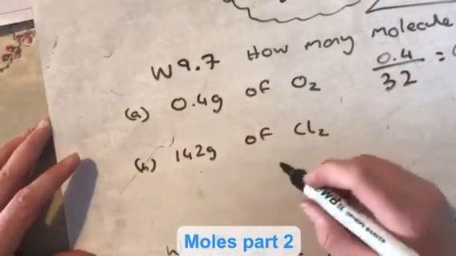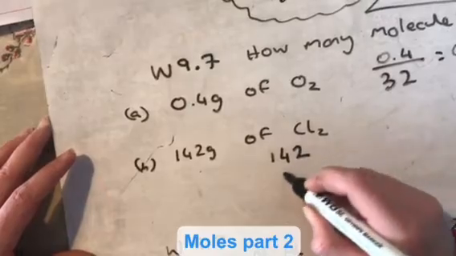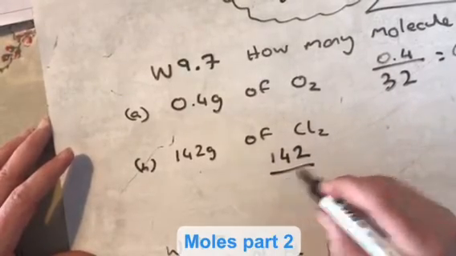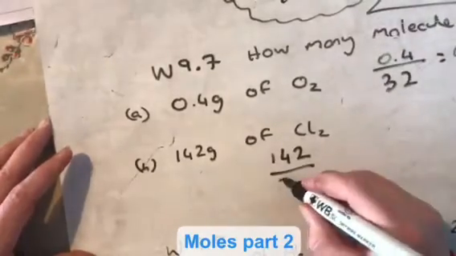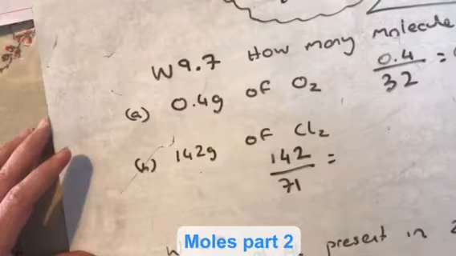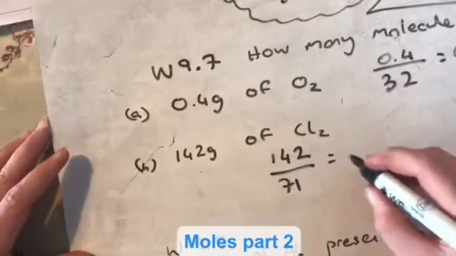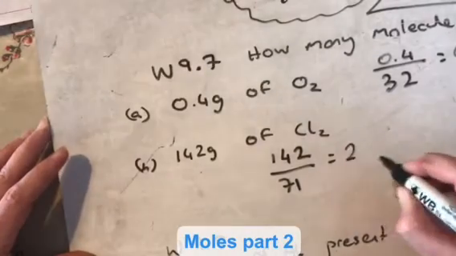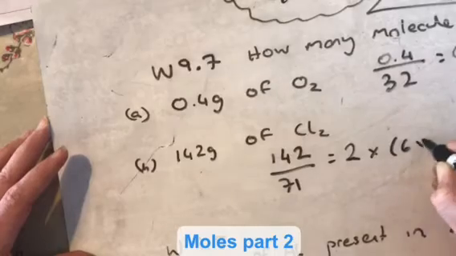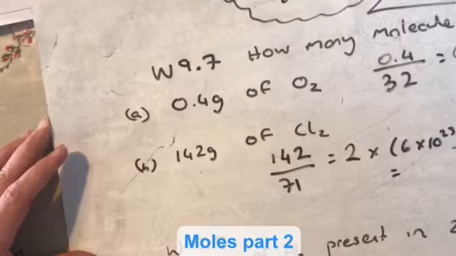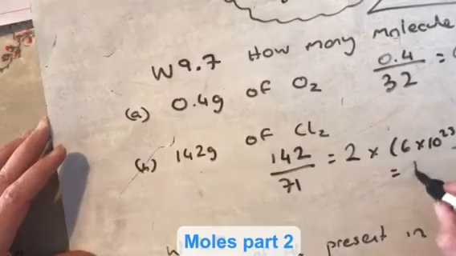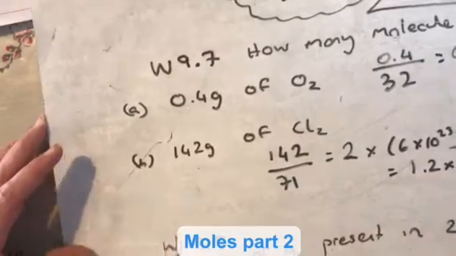142 grams of chlorine. Again, we're going to have to work out our number of moles. 142 is our mass, divided by 35.5 multiplied by 2, which is 71. So 142 divided by 71 is equal to 2 moles. Then 2 multiplied by 6 by 10 to the 23 will give us our number of molecules. So 2 by 6 exp 23 works out to be 1.2 by 10 to the 24.